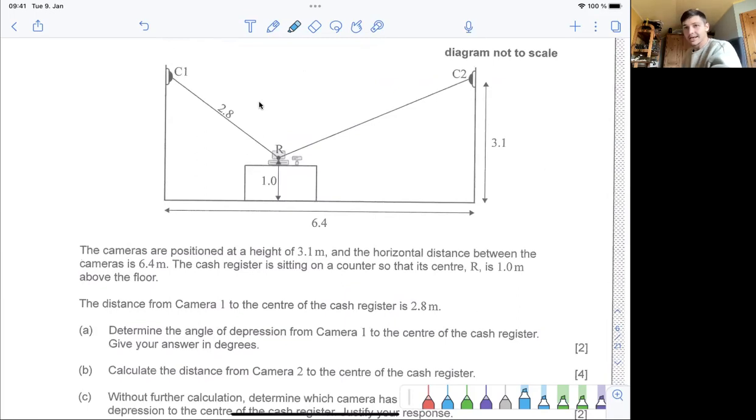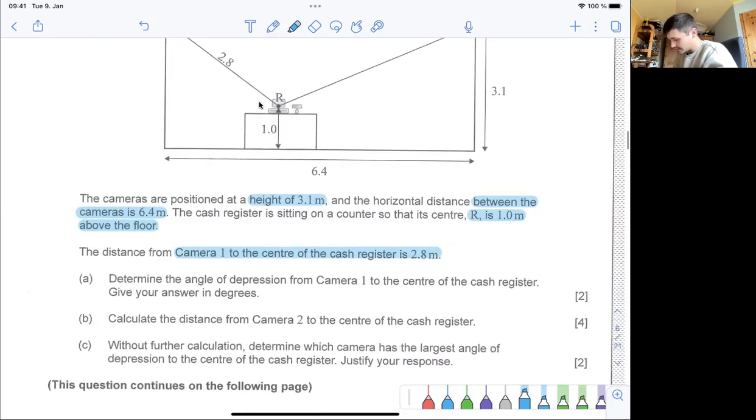All right, let's underline or highlight important information. The fact that they're at a height of 3.1 meters is going to be helpful. The distance between the cameras is 6.4 meters. The center R is 1 meter above the floor. And camera 1 to the center of the cash register is 2.8 meters. That will get us started.